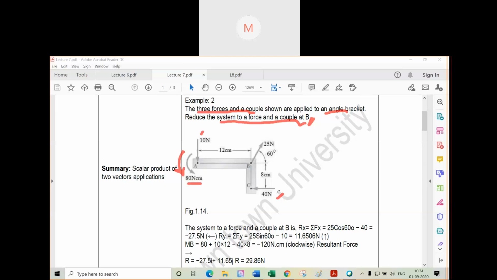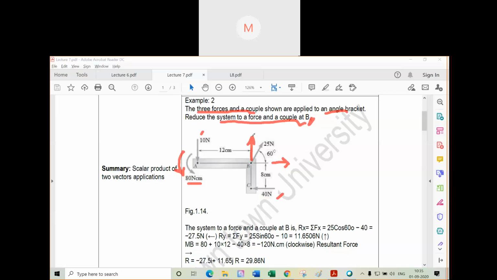Now what happens? First of all, what you need to find out is you have to divide this thing into x and y components. If you can see here, it is Rx and Ry, right? So you have to divide this into an x component and a y component. Got it? Students, got it?